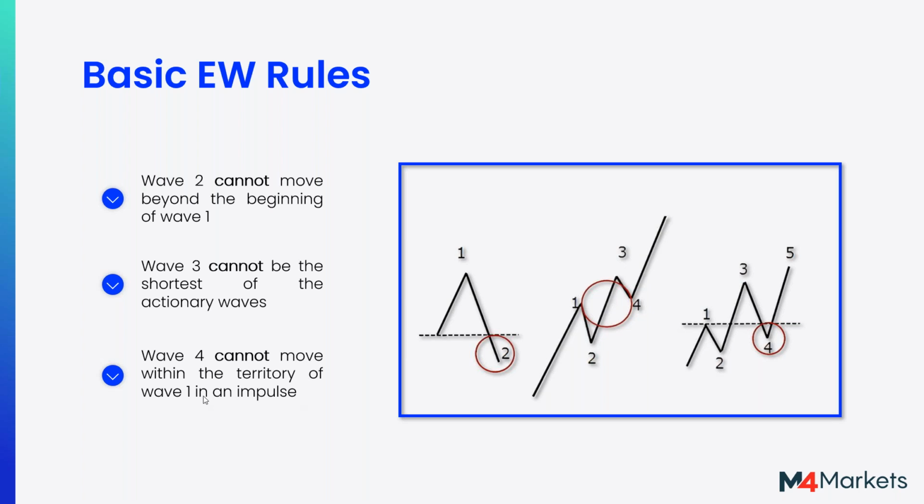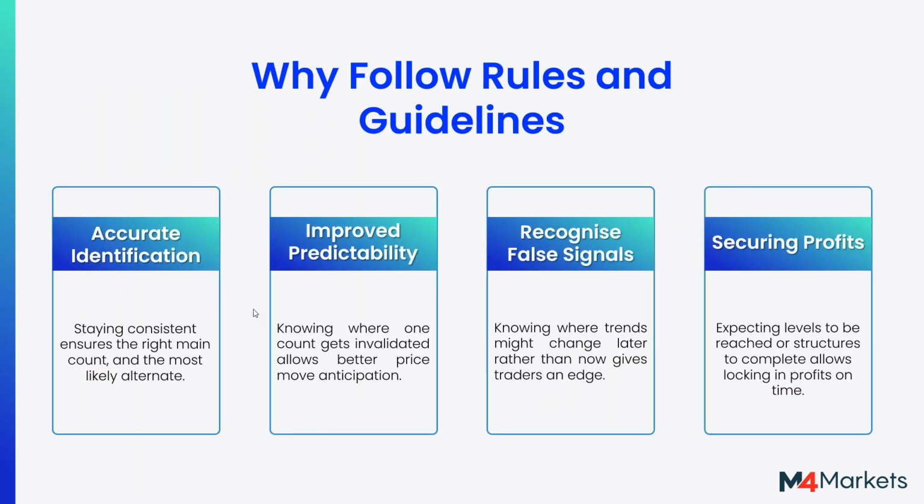Wave 4 cannot move beyond the territory of wave 1 when we have an impulse motive wave. Okay, never can we have an impulse with 4 going below wave 1.